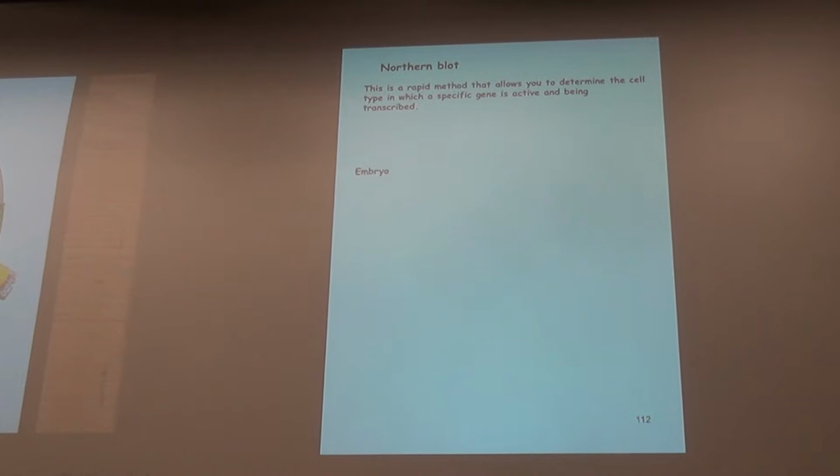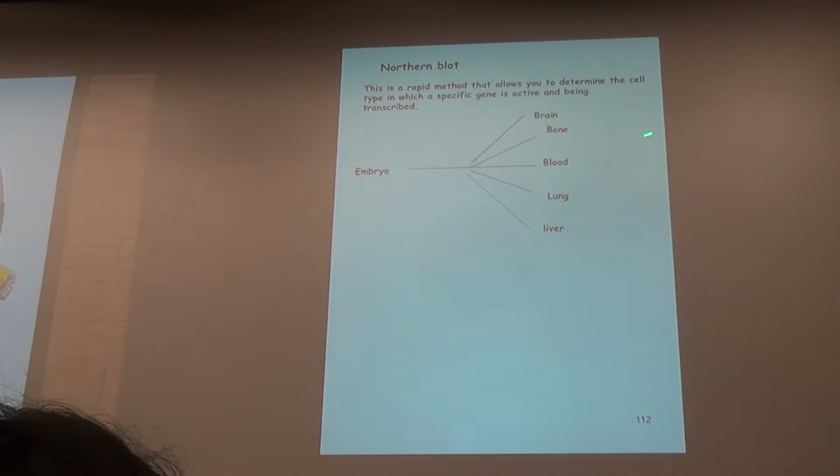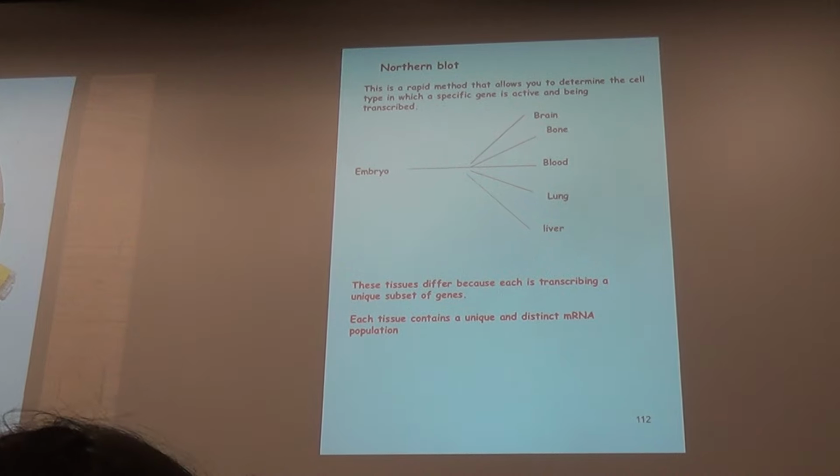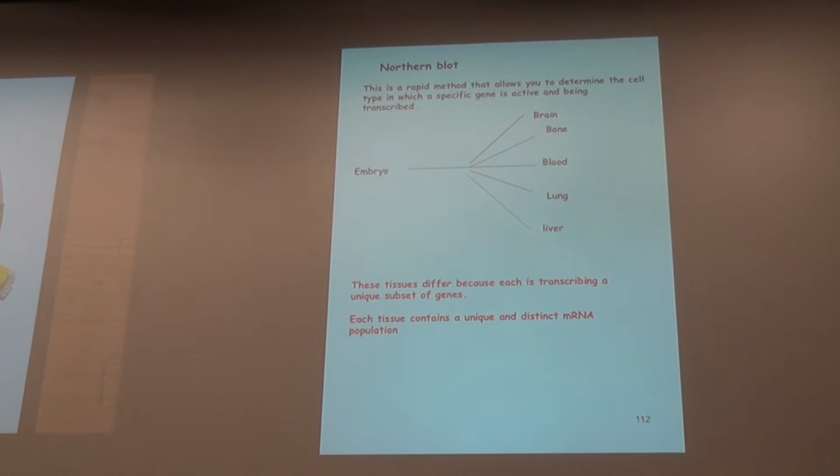Okay, so let's imagine there is an embryo. The embryo is going to differentiate and become an adult, and it's going to produce different cell types: brain, bone, blood, lung, liver. These tissues differ from each other because they're transcribing a unique subset of genes. Some genes are of course common, but there are a very significant number of genes that are only made in brain cells or bone cells or blood cells, etc.